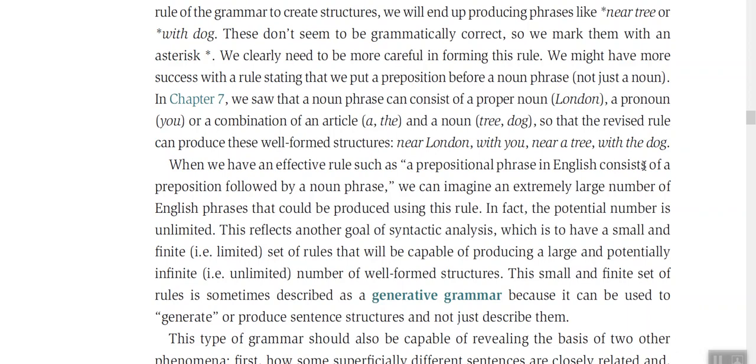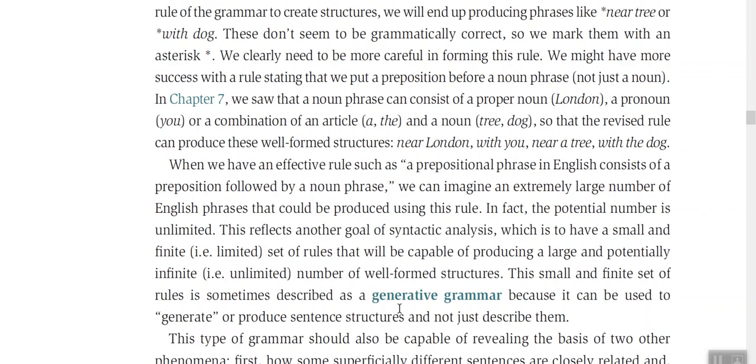See here? Okay. Like for example, when we have this structure, subject, verb, object, this is a rule. How many sentences can we get from this rule? How many? Imagine. 10, 20, 1000, an unlimited number of sentences. So this is what we mean: a limited number of rules can produce a large, unlimited number of well-formed structures. This small and finite set of rules is sometimes described as generative grammar. This is the meaning of generative grammar from its name.